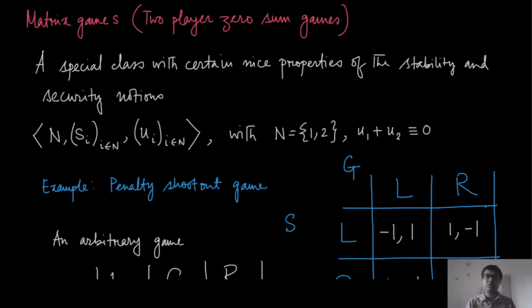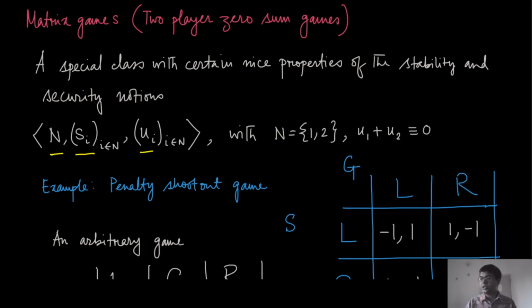We have already discussed the pure strategy Nash equilibrium and the min-max strategies, which give the stability notion and the security notion respectively. So let's formally define these matrix games. As we already know, to define a game in the normal form, we need three pieces of information. One is the set of players, which is denoted by N. The strategy sets of those players and their utilities.